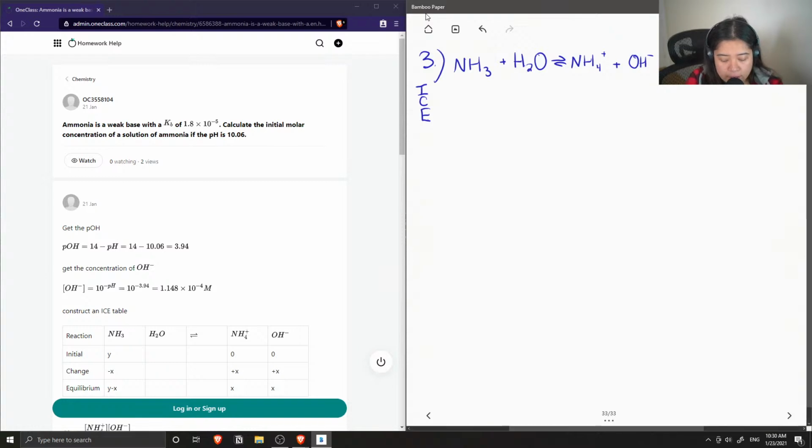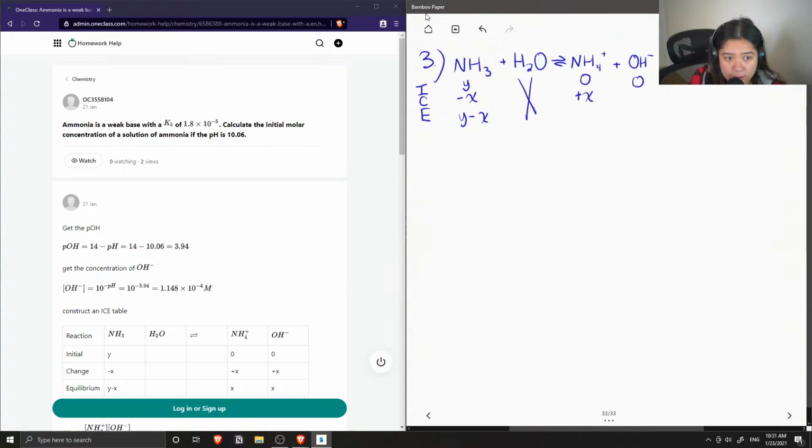So we are trying to solve for Y, which is the initial molar concentration of a solution of ammonia. So I'm just going to denote this as Y, because for the change, I will denote this as X. So at equilibrium, the concentration of ammonia is Y minus X. We don't need to focus on water since it isn't really part of the reaction here. And for NH4+, it has an initial concentration of 0. And the same thing with the hydroxide ion. They both start off as 0.